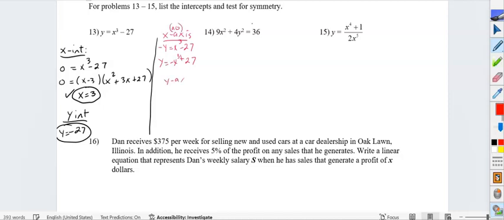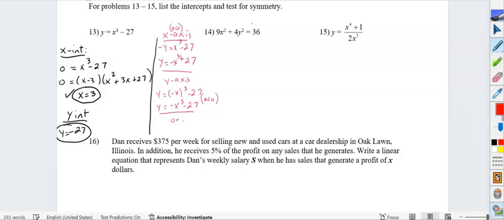So for y-axis, we replace x with negative x and see if we end up with the same result. So that would be negative x cubed minus 27. That's not the same as the original, so no y-axis symmetry.